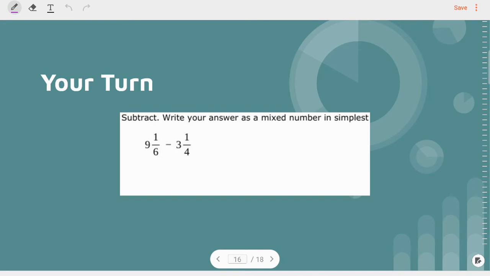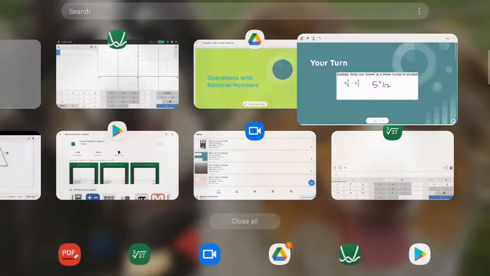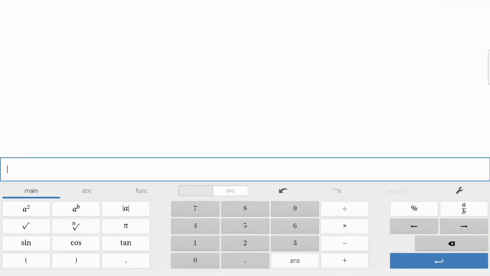Okay, so your turn. Go ahead and try this. Do the subtraction problem. I'm going to do it the same way, using my Desmos calculator, and once I get my answer, make sure you subtract the whole number away. You should get an answer of 5 11/12. Because we haven't shown very many, I'm going to show you this one really quickly in your calculator, so that if something went wrong, you can figure out maybe what happened.